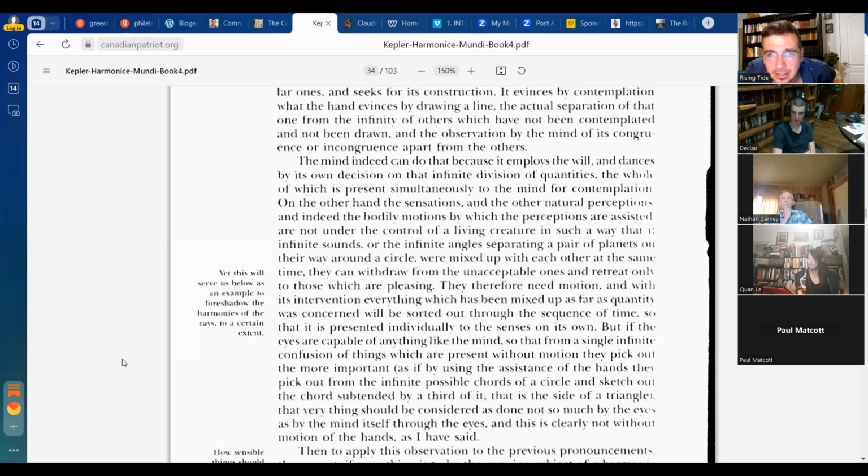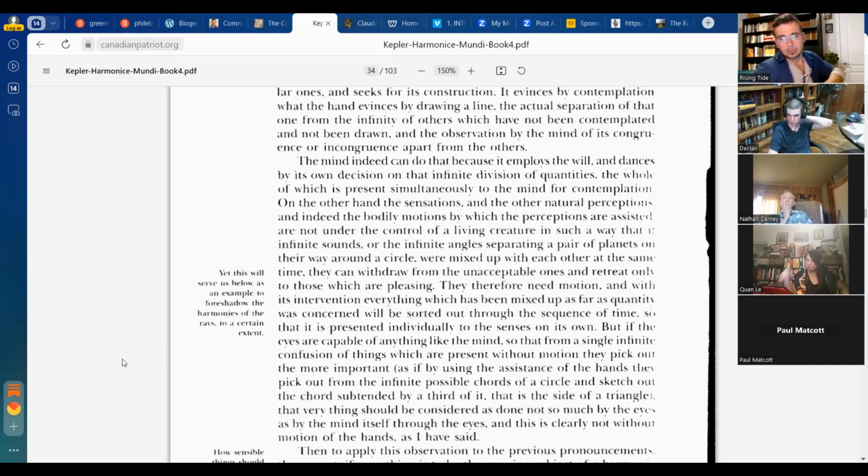Its infinite sounds, or the infinite angles separating a pair of planets on their way around the circle, were mixed up with each other at the same time. They can withdraw from the unacceptable ones and retreat only to those which are pleasing. They therefore need motion, and with its intervention, everything which has been mixed up as far as quantity was concerned will be sorted out through the sequence of time, so that it is presented individually to the senses on its own.